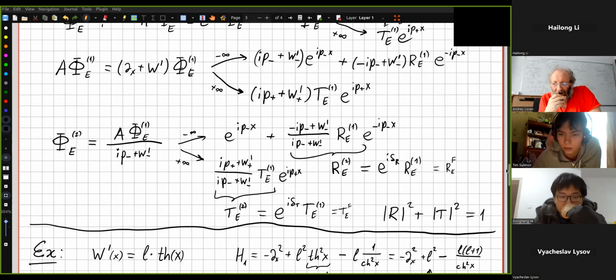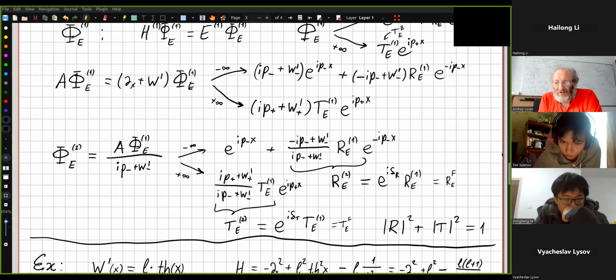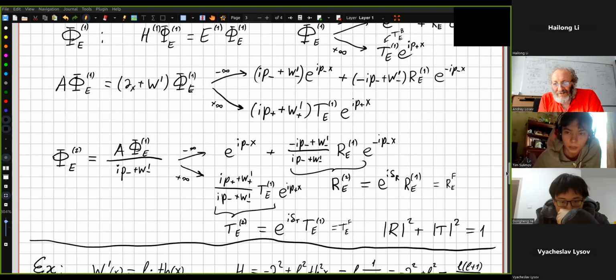So does this answer the question? It means that if you know reflection and transmission for bosons, you automatically know reflection and transmission for fermions. Yes, and vice versa. Of course, you can act with A dagger and go the other way. Okay, thank you.